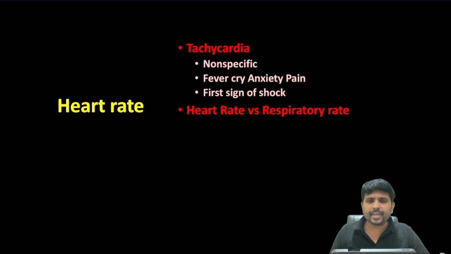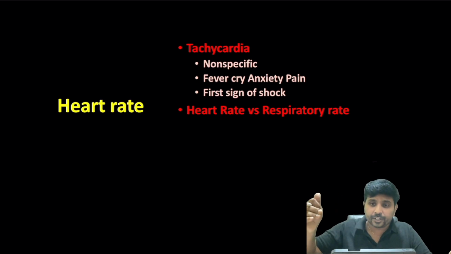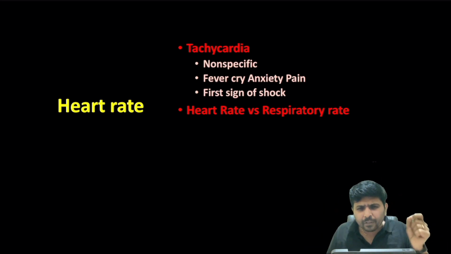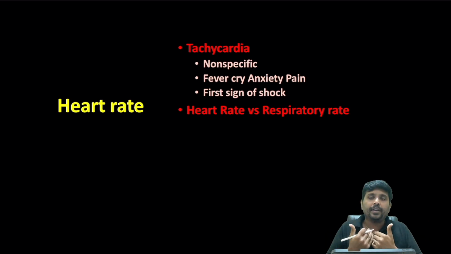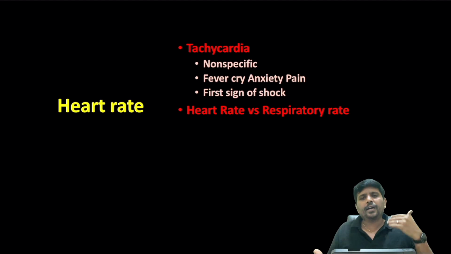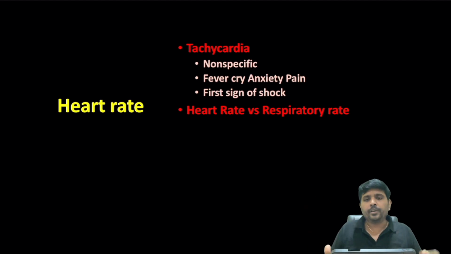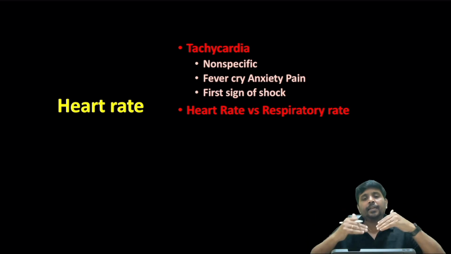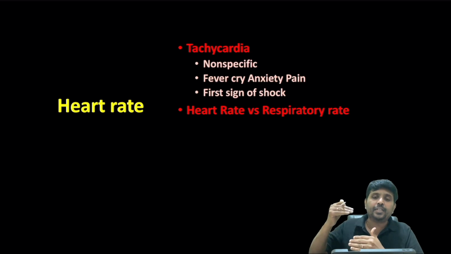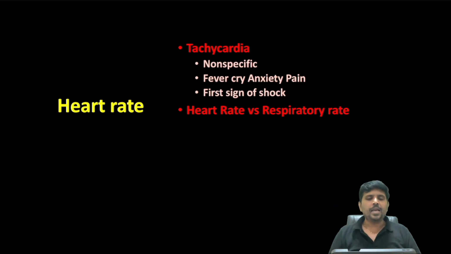Remember, tachycardia can occur due to so many things. It can occur as a result of fever, pain, or it can be a first manifestation of shock. And always you need to compare your heart rate with your respiratory rate. You all know that the normal heart rate of ours is roughly 70. Our respiratory rate is around 20. So there is always a ratio maintained between heart rate and respiratory rate. When this ratio is altered, you can identify the pathology with respect to either the cardiovascular system or the respiratory system. Let's see.